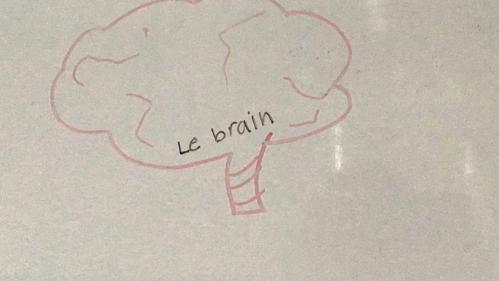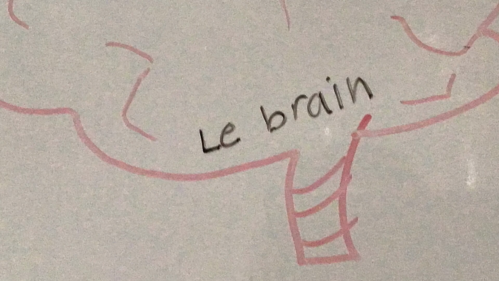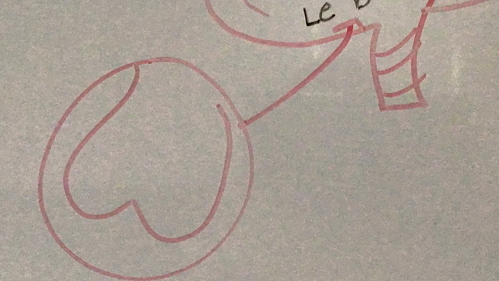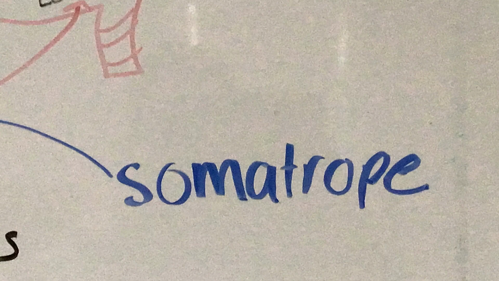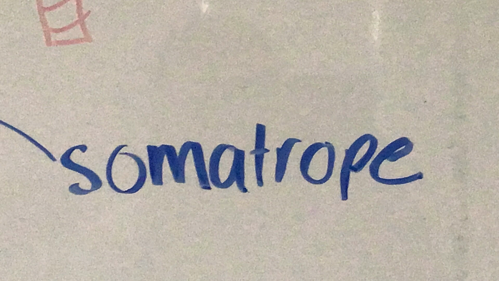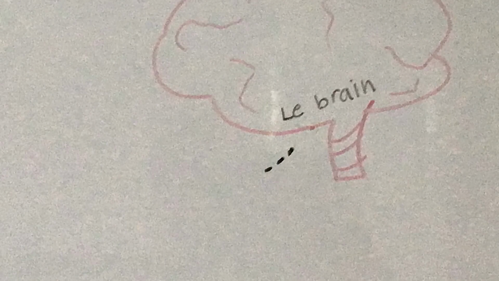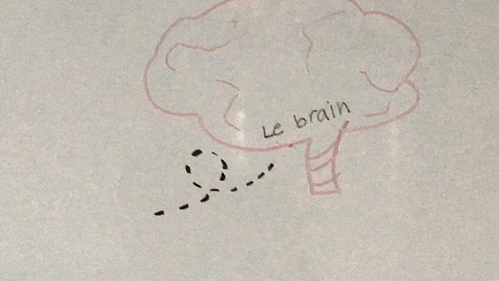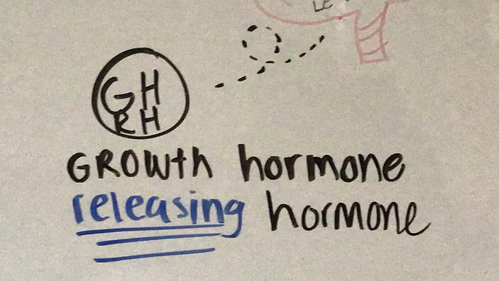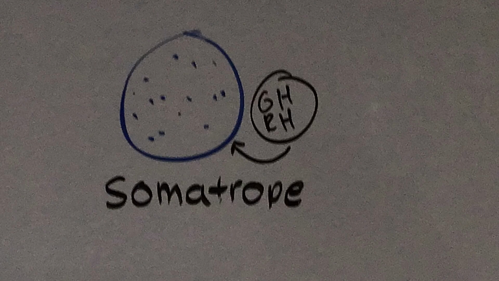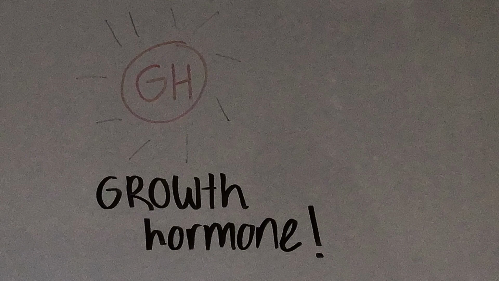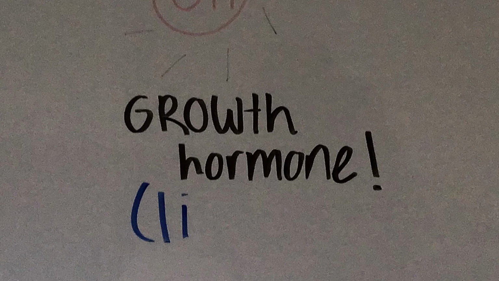Normal growth first occurs in the brain. This happens in the hypothalamus, in which there is a cell called the somatotrope. Over multiple short periods of time, the brain will release growth hormone-releasing hormone. This hormone will stimulate the somatotrope, resulting in growth hormone.